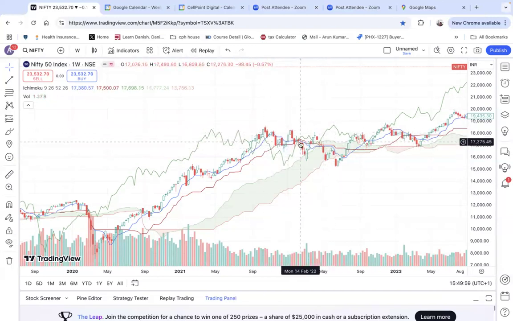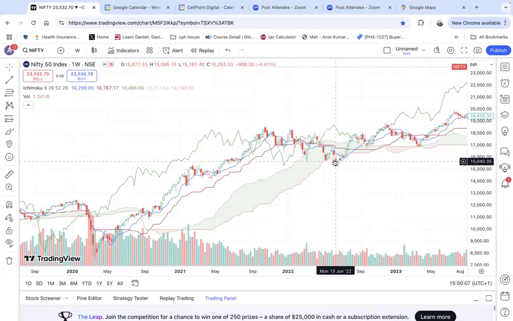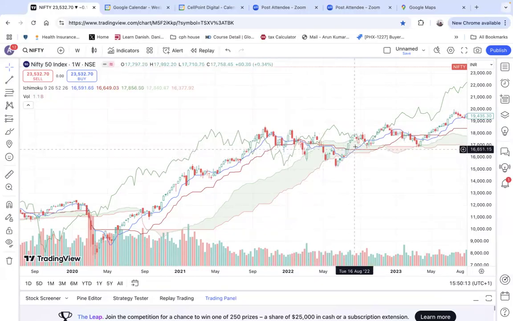So I would have exited at this point here when the blue line crosses the brown line. I would have done an exit, and I would not have participated in the downward move till here. But the moment the price is again going through the clouds and the golden cross happens at this point in August 2022, that's a buy for me.